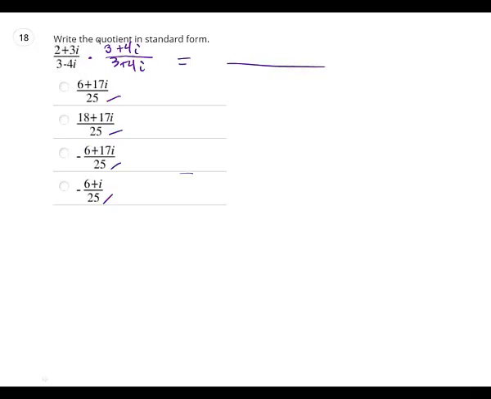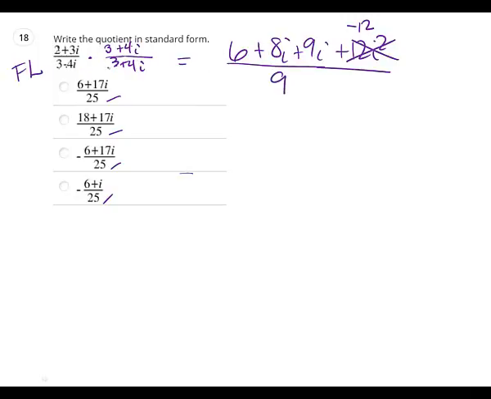Okay, so what is 2 times 3? 6. Good. 2 times 4i. 8i. 3i times 3. 9i. And 3i times 4i is 12i squared, better known as negative 12. Okay, the denominator I only need to do first and last, because the middle should cancel. So what's 3 times 3? 9. And then negative 4i times positive 4i is better known as 16. Do we get the 25 we were looking for? Yep. Okay, 6 plus negative 12 is what? Negative 6. 8i plus 9i is 17i.